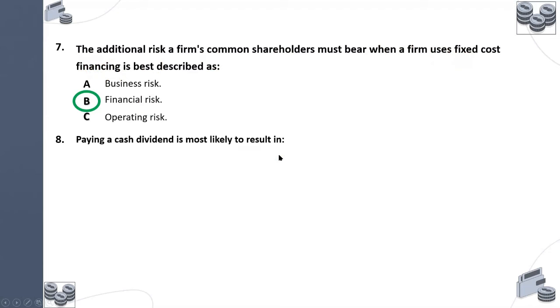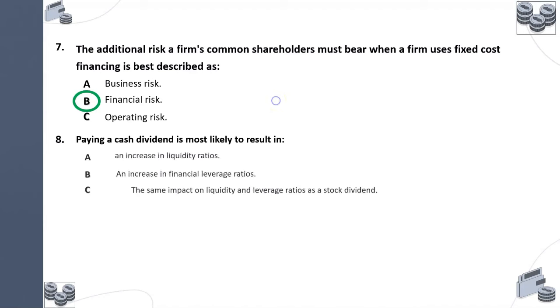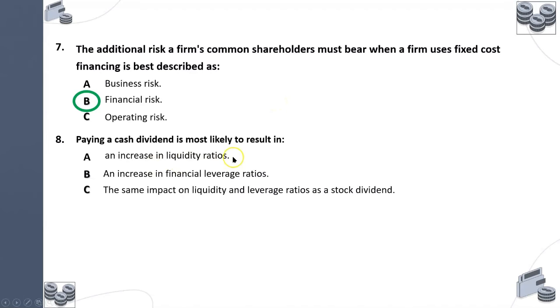Question number 8, paying a dividend is most likely to result in. These are the answers given. An increase in liquidity ratio? Definitely the answer is no, because I'm going to pay cash out of my company's bank. That will reduce the current asset, and it will also decrease the shareholders' equity. So no impact on current liabilities, although the current asset is now less. So it will decrease the liquidity ratio.